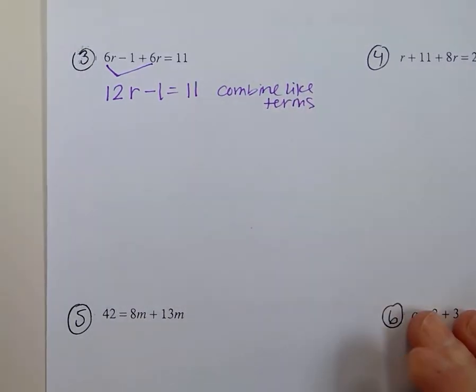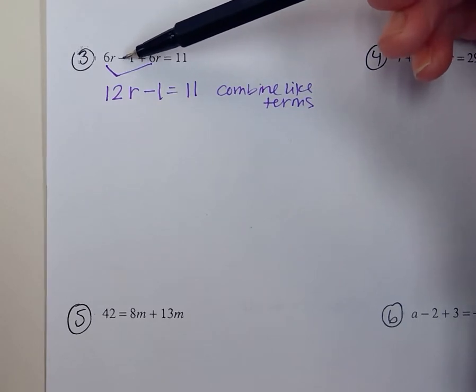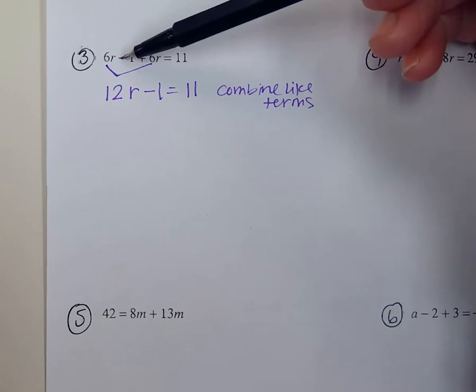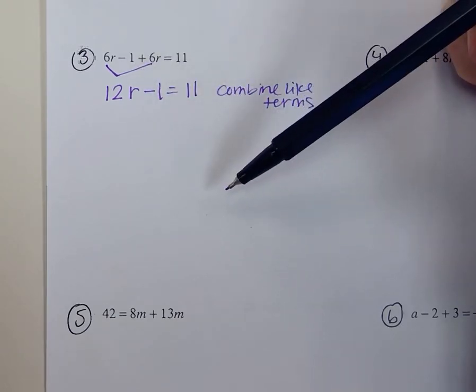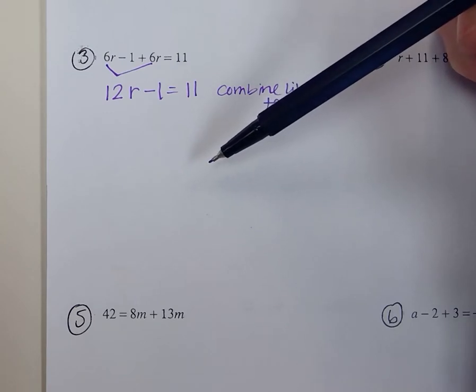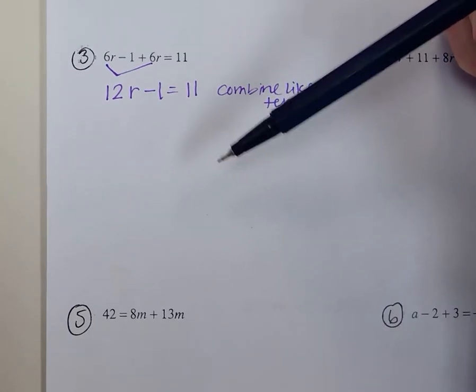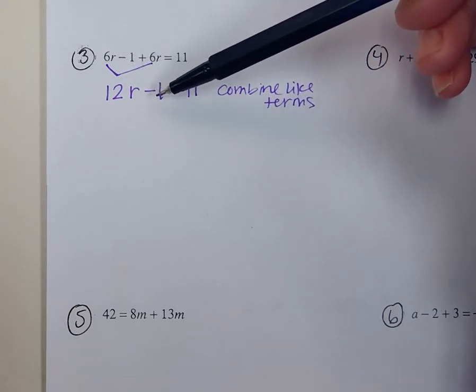Combine like terms. One thing to keep in mind and be careful of, I have a -1. Make sure that you remember to bring that down. Don't leave that out. The number one mistake students make is forgetting what's happening with operations and what signs.